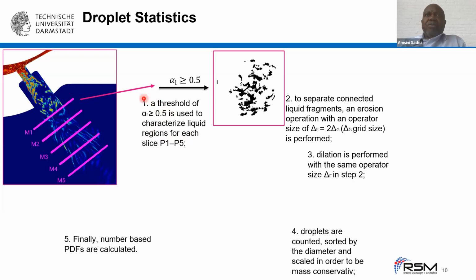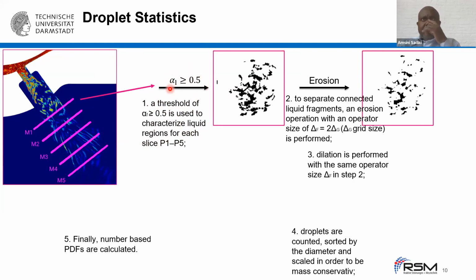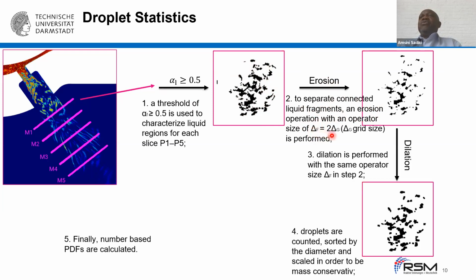What is the first step? The first step is to select a threshold, and here we took the liquid mass fraction of 0.5 to characterize the liquid region for each slice. Here we have 5, and with this selected value, we obtain a distribution of liquid at this plane. Then we try to separate connected liquid fragments, and for that we use an erosion process with an operator of this size here. It is 2 times larger than the grid size. With this erosion, we separate connected liquid fragments.